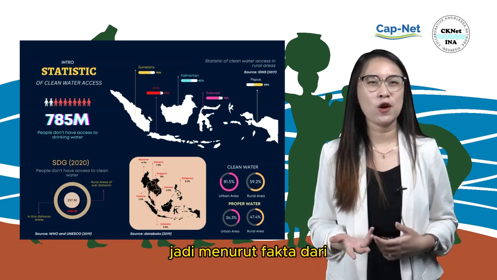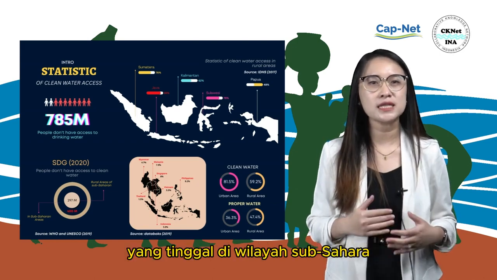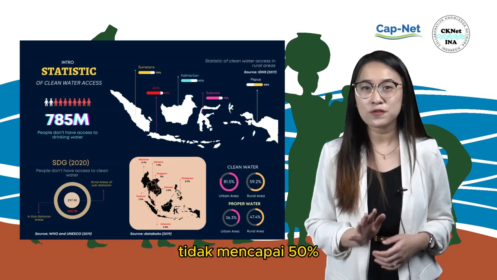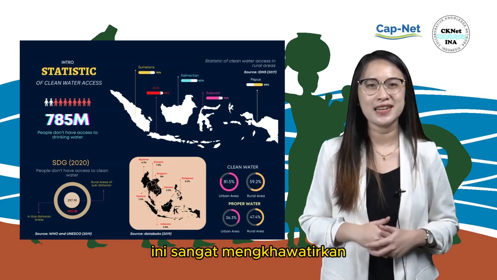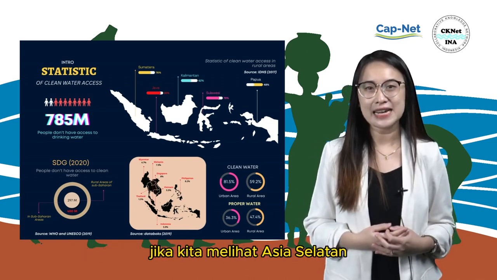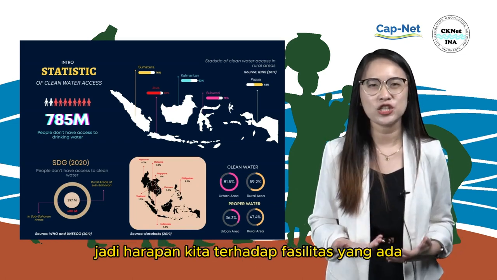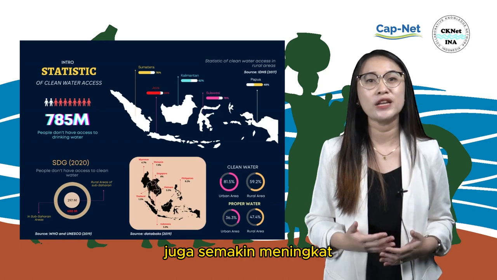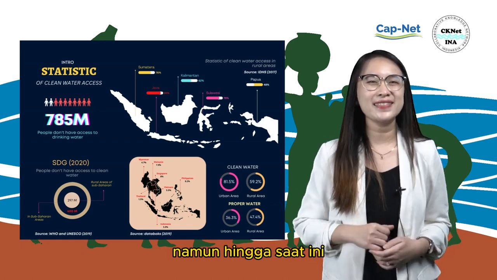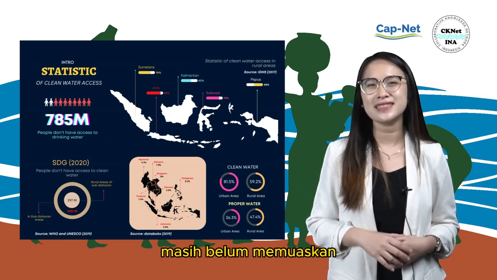So according to facts from WHO and UNESCO, out of 400 million people living in the sub-Saharan area, only 103 million have access, not up to 50%. So this is very concerning. With population growth increasing, if we look at Southeast Asia, population growth is in the range of 2 to 8%. So our expectations for existing facilities are also increasing, one of which is clean water supply facilities. In fact, until now, the percentage figures for clean water and proper water are still not satisfactory.